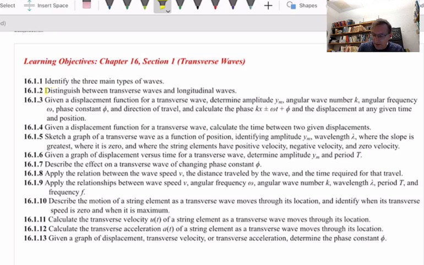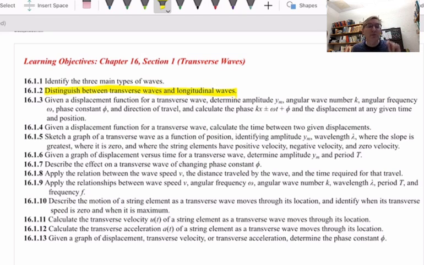16.1.2, distinguish between transverse and longitudinal waves. At least just be able to tell in words the difference. A transverse wave, first of all, in our mechanical waves are disturbances on some kind of medium, material. In a transverse mechanical wave, the disturbance of the medium is perpendicular to the direction in which the wave travels.